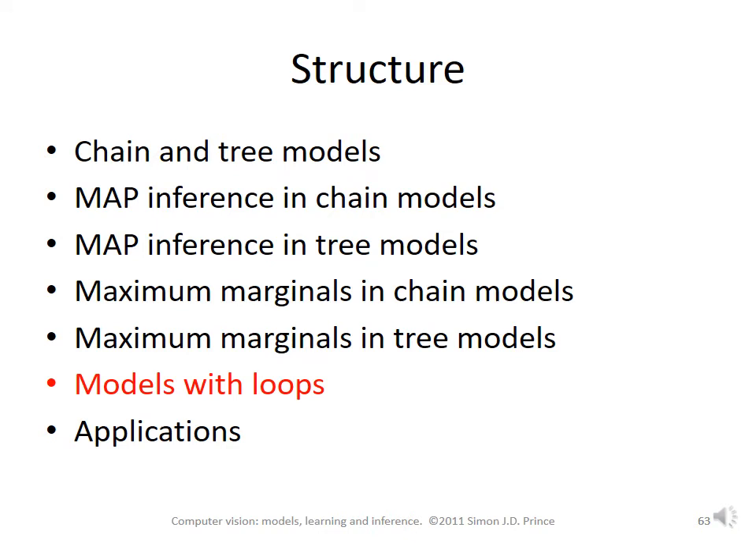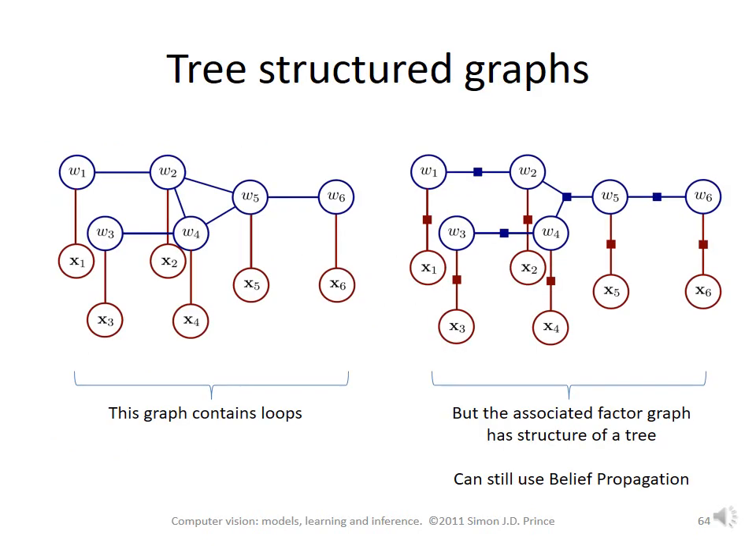We come to models with loops. So let's imagine that we can't always make our graphical model representation be a chain or a tree. Sometimes it might look like something like this. On the left, we see that there is a loop between W2, 4, and 5. And had we done factor graphs and belief propagation, you would see that actually you can make a three-way factor. That's this thing here, which connects those three nodes, and as a result, this factor graph is actually in the shape of a tree.